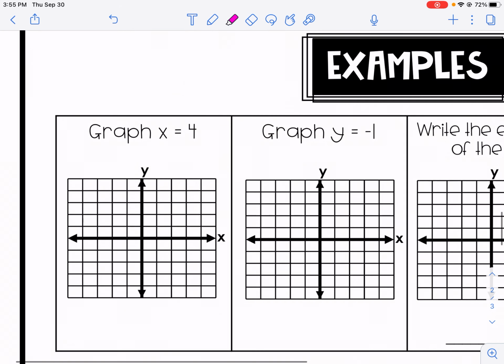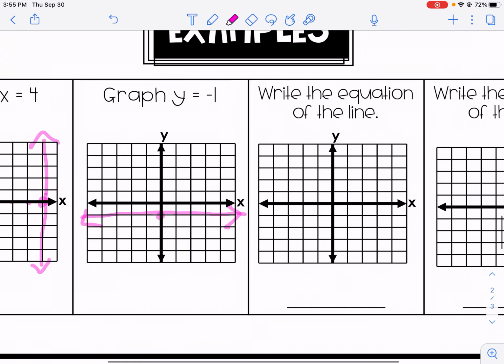Okay. So let's look at these examples. And let's graph x equals 4. Okay. X equals is a vertical line. So we're going to go to where x is 4. 1, 2, 3, 4 right here. And we're going to draw a vertical line. Y equals -1. That's a 0 slope. We're going to go to where y is -1 on the y-axis. Draw that horizontal line. Done.